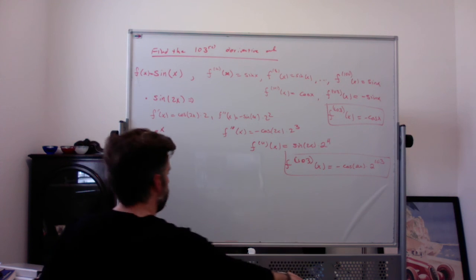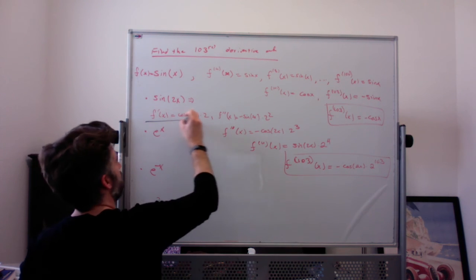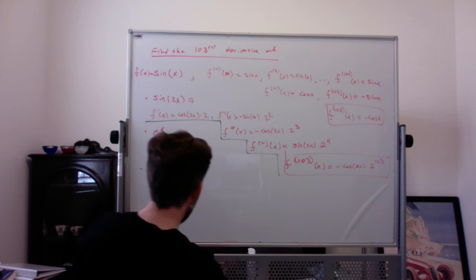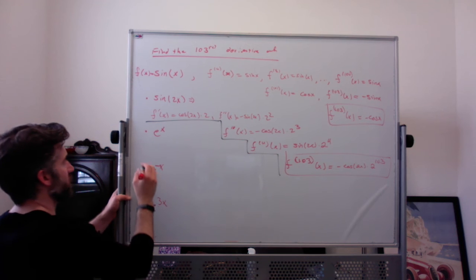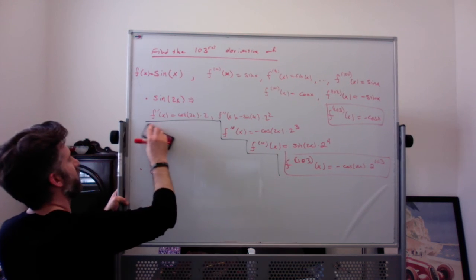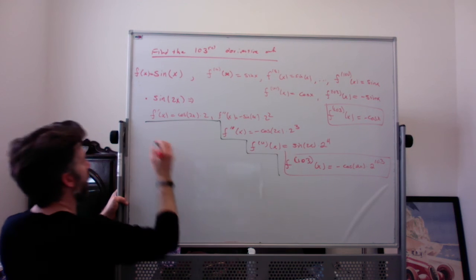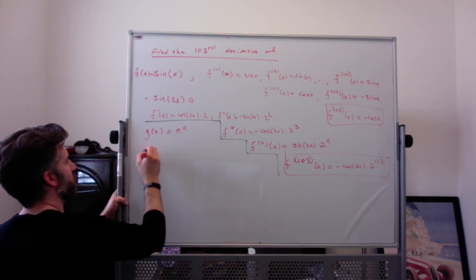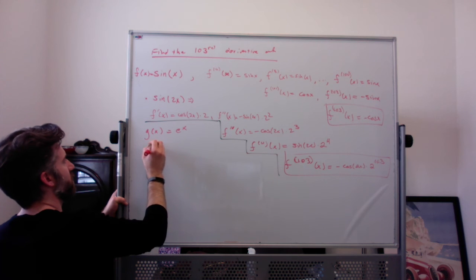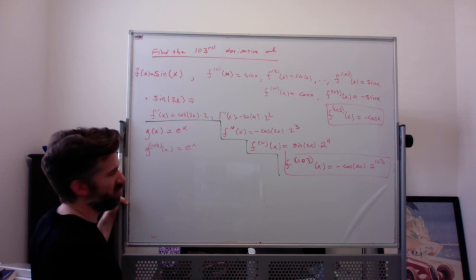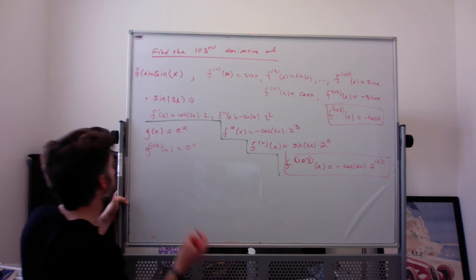Okay, let me cordon out some space here. Sorry. e to the x is super easy. So again, I should really be more careful here. I should call these all things. Like I'm going to say g of x is e to the x. Well, the 103rd derivative of e to the x is e to the x, because the derivative of e to the x is always e to the x.